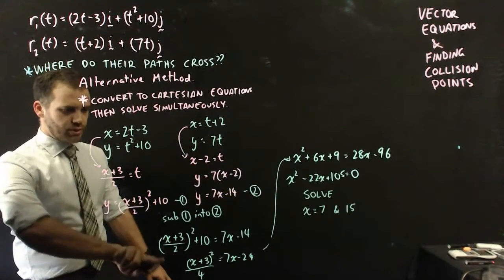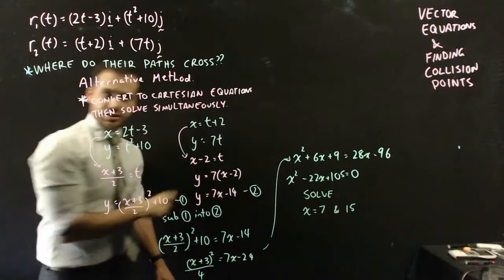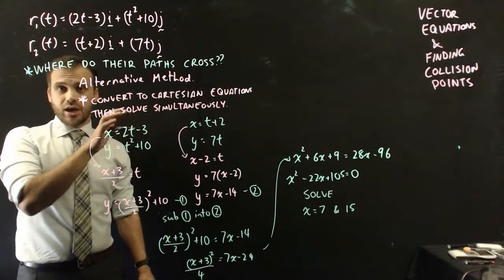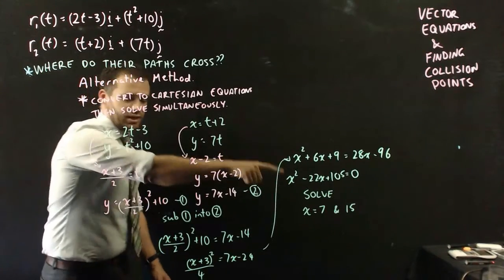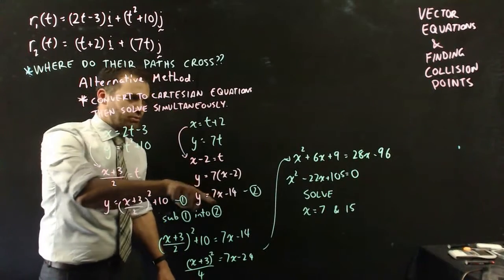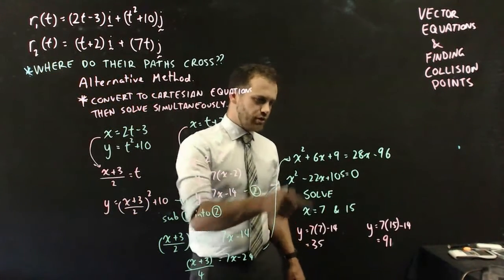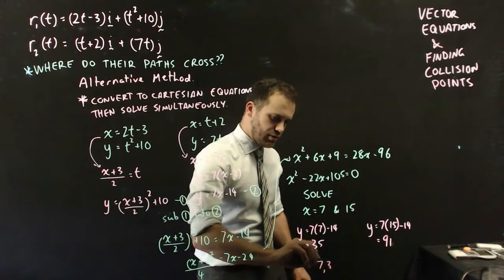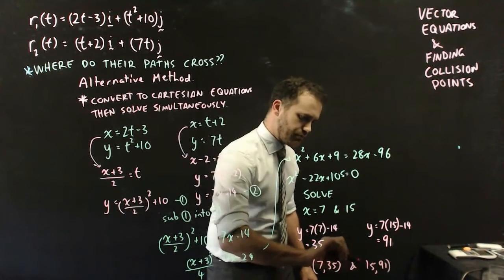So here you can see I've subbed one into the other. It gives us a little bit of a quadratic. We solve that quadratic. x is equal to 7 and 15. 7 and 15 should be familiar because they were the x coordinates of where our paths crossed. We can now sub 7 and 15 back into one of our equations. Probably subbing it into this one would be really, really easy. When we do that, we're going to get two answers, y equals 35 and y equals 91. And therefore, we can say that our paths cross at 7, 35 and 15, 91.